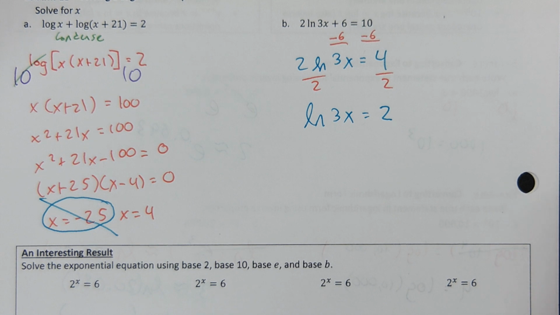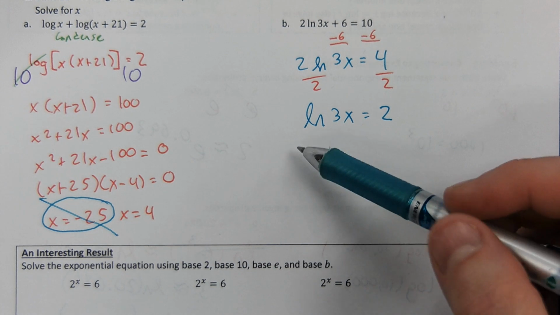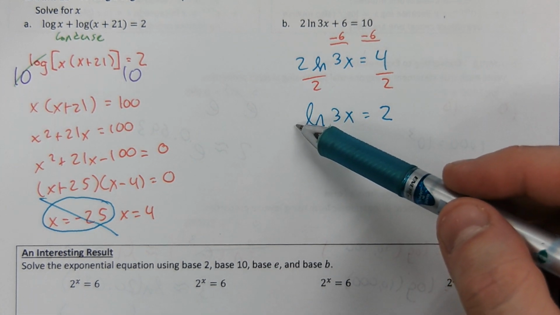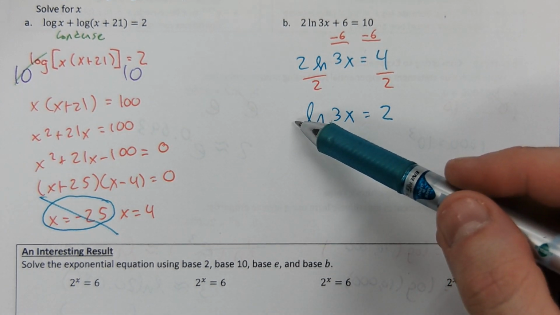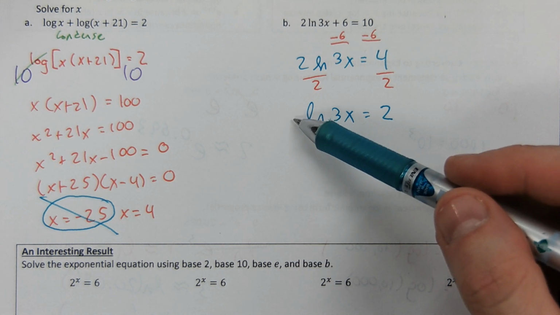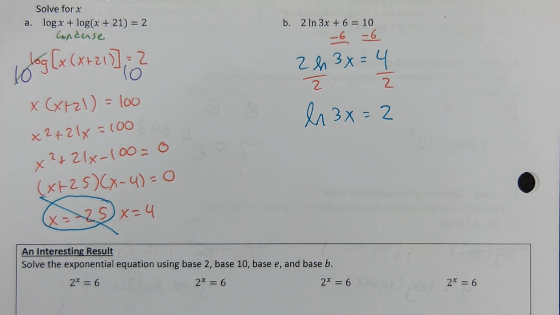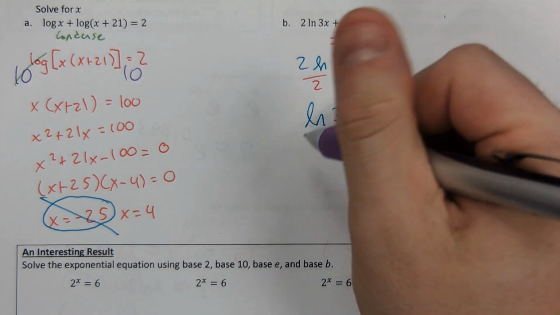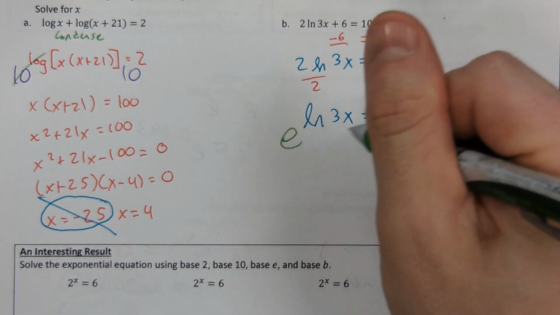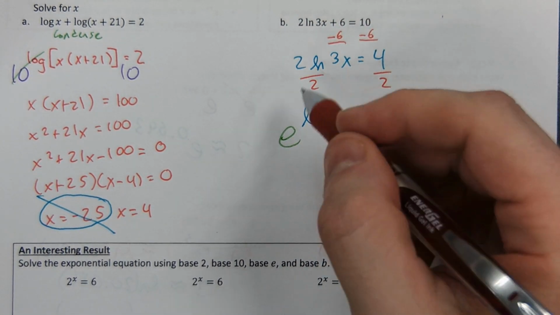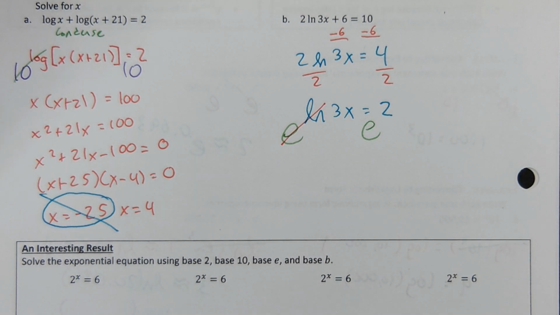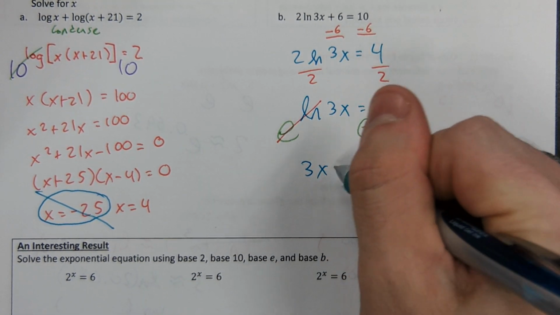Class, what cancels ln? E. Specifically, though, base E. Exponential base E. It is important that you write it down and to the left. If you write it in front of ln, and you go to an AP class or an IB class, you will be counted as wrong, even if you get the right answer, because the way we write it matters. So it's exponential base E. Drop that bad boy down here. On the left side, base E and ln cancel. We get 3x equals e squared.